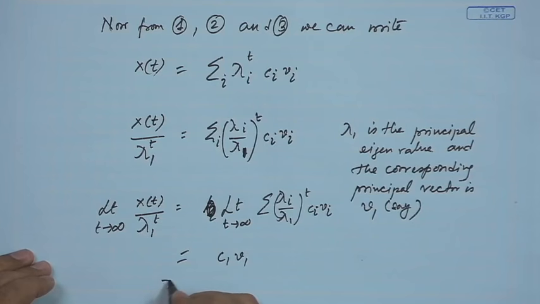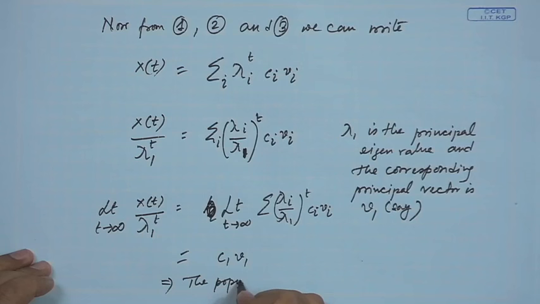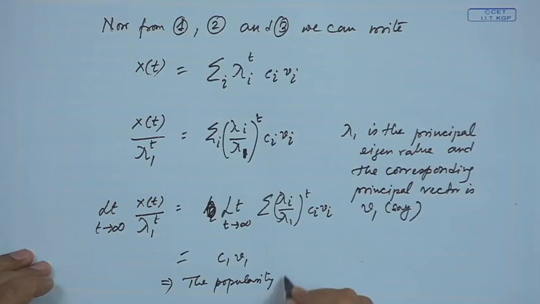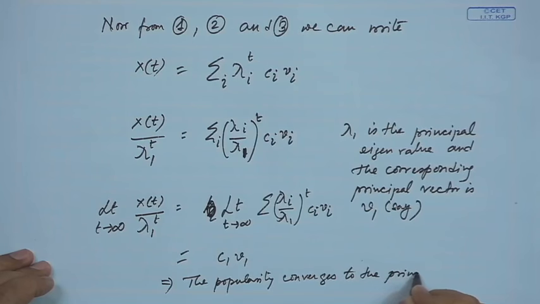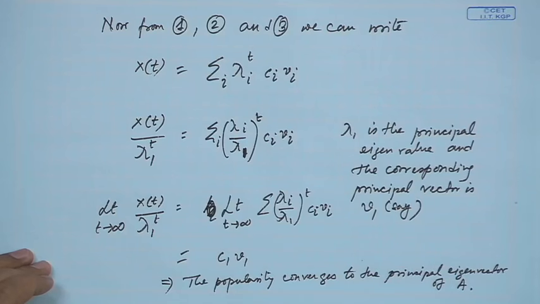So, this tells you that the popularity converges to the principal eigenvector of the adjacency matrix A.